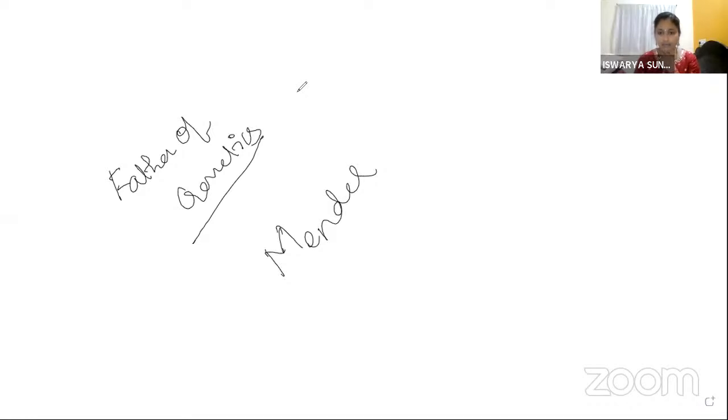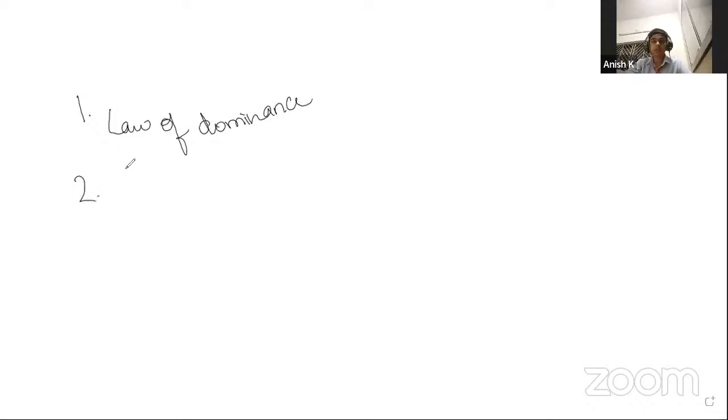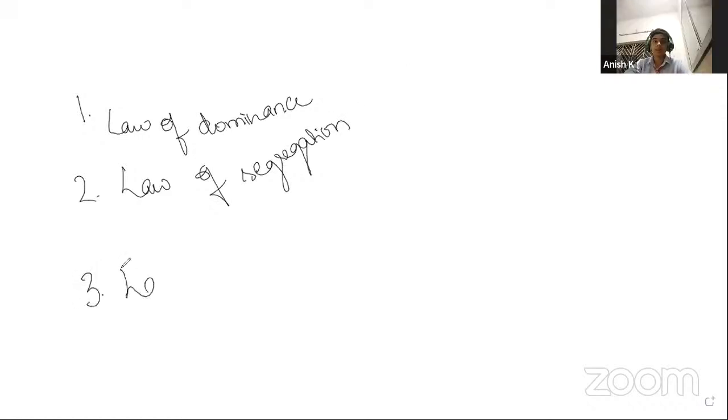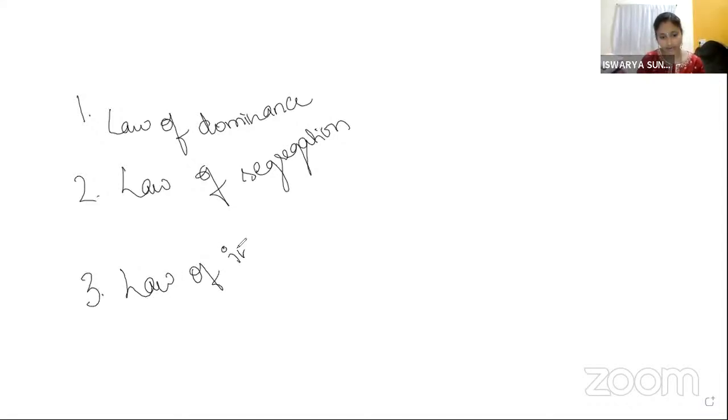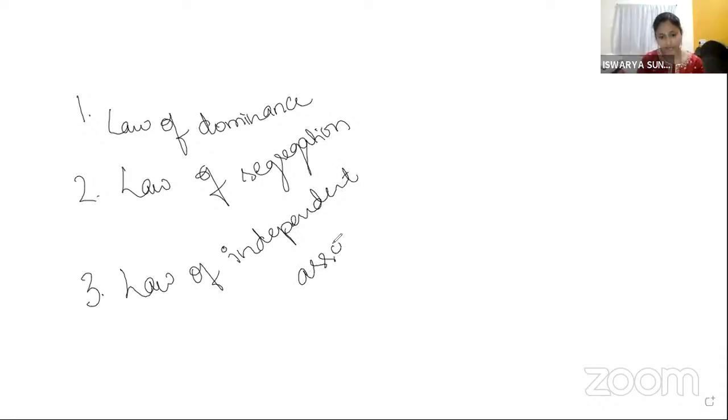Now based on all these experiments, he proposed 3 laws. I'll just name them. First one, can you name? Law of dominance. Then? Law of segregation. Then? Law of independent assortment.